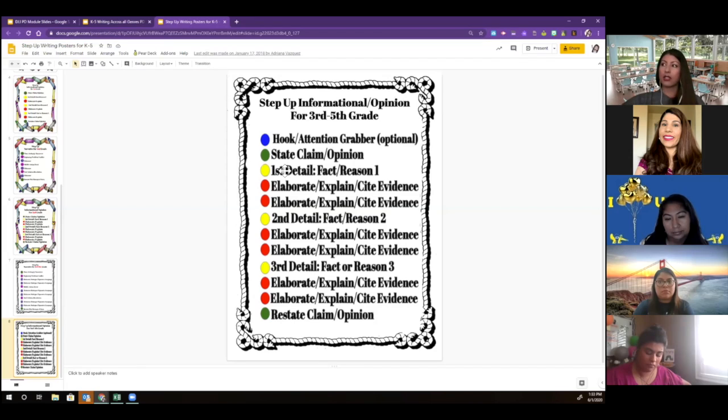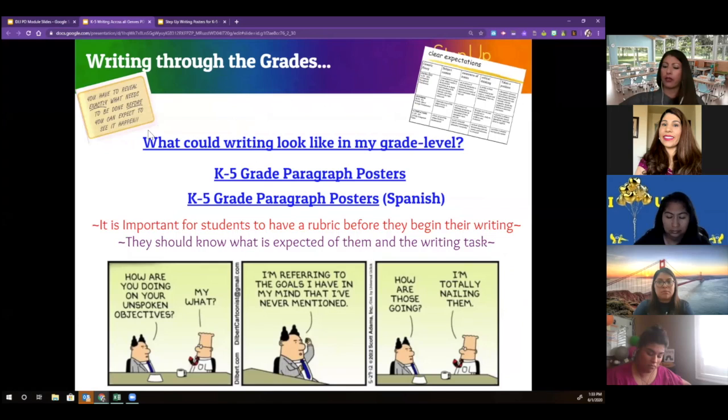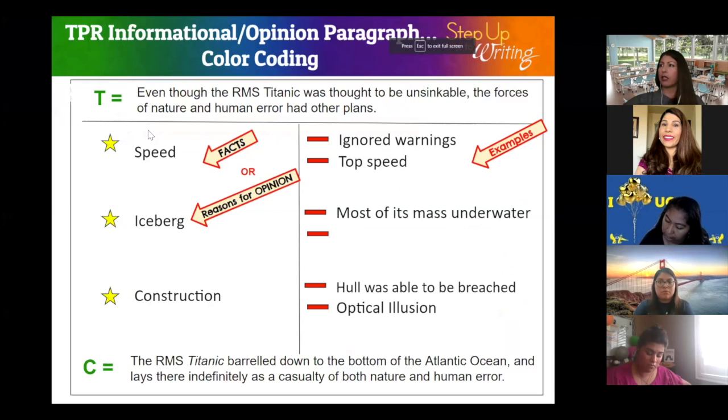And then the yellow is going to be for details, and then the reds are going to be for the students to elaborate, explain, and cite their evidence. And each of these would be a sentence. And the same thing, there's 11 sentences here as well. And so that's for 3rd grade through 5th grade.